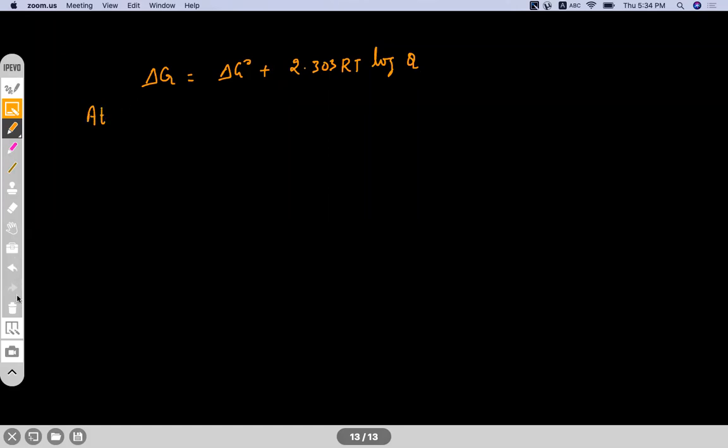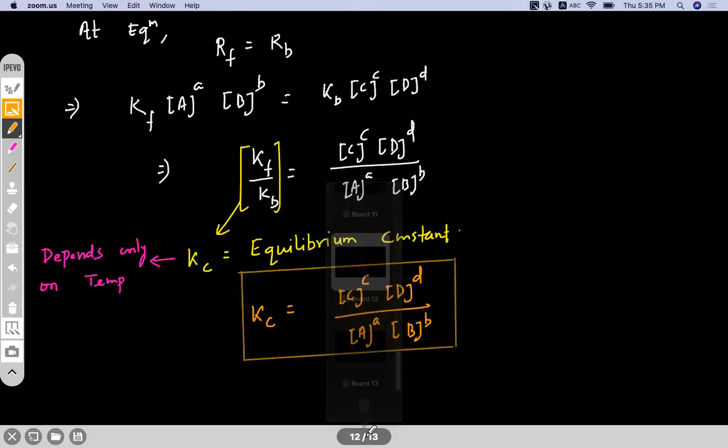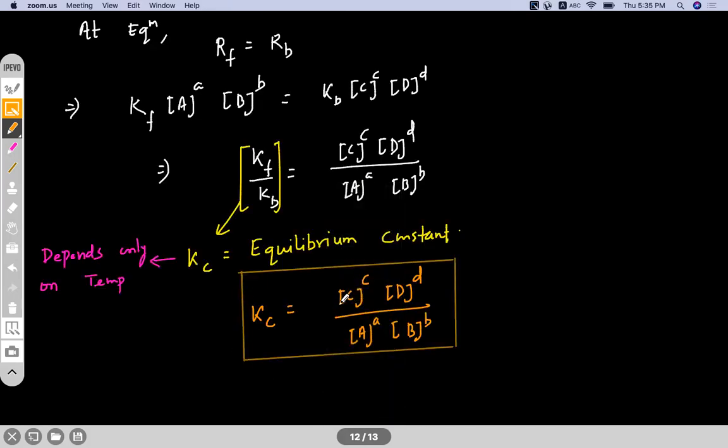Wait one more time. We'll do it after some time. We'll discuss Q also and then we'll do it. Let it be. This one equation we have. We'll do it a bit later. Did you understand this? No doubt?